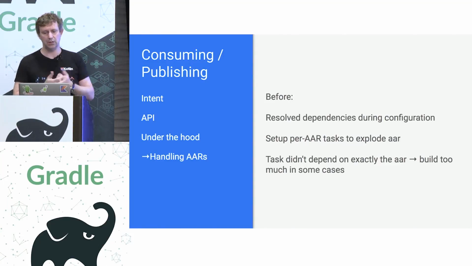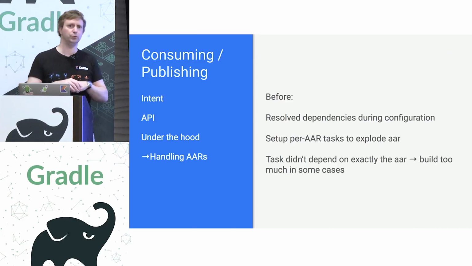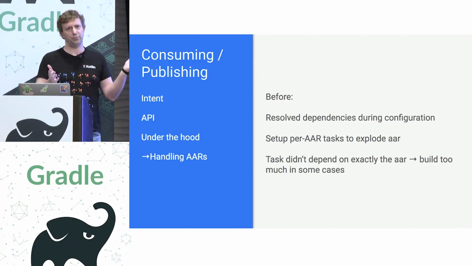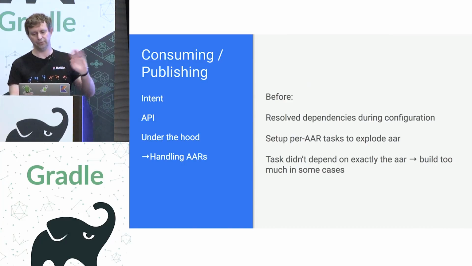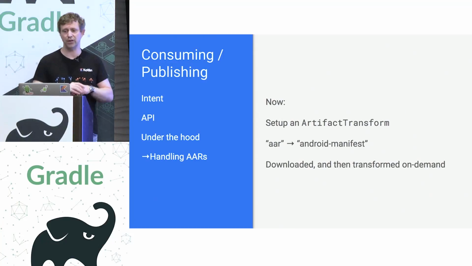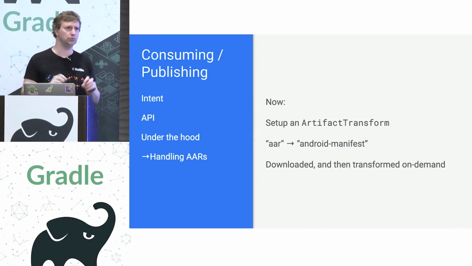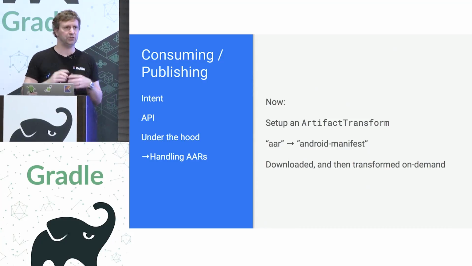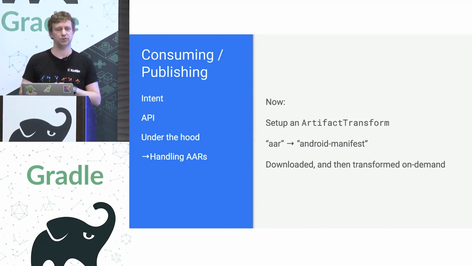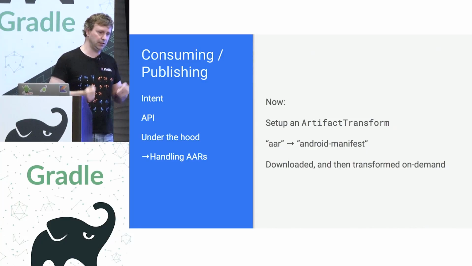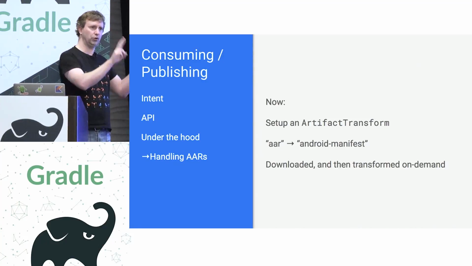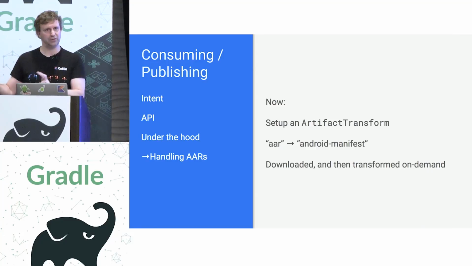So that's what we would do before, right? We would, during resolution, resolve the dependency, create a task for all of them. Very slow. We don't want to do that, right? Okay. So now we have those artifact transforms. So it's a new type of task, quote unquote. It's not really a task, but it's a new artifact that basically you set up as saying, I want to transform, convert from an AR to an Android manifest, right?